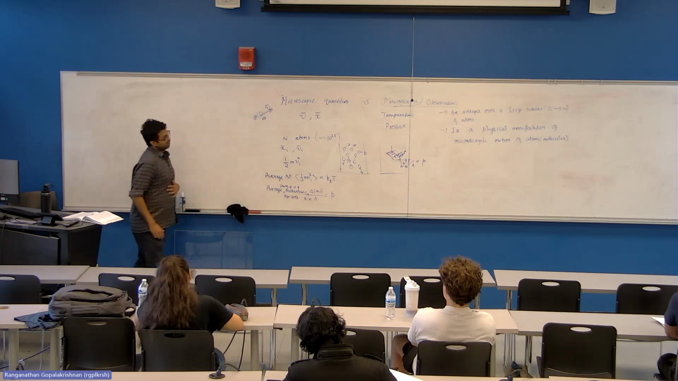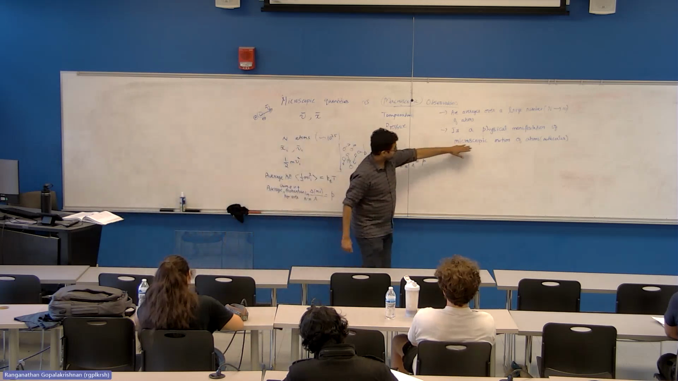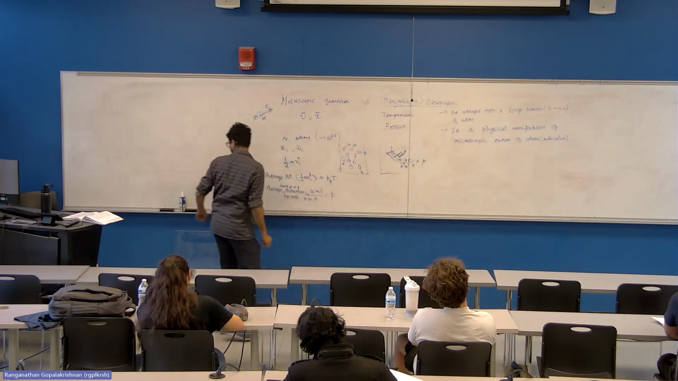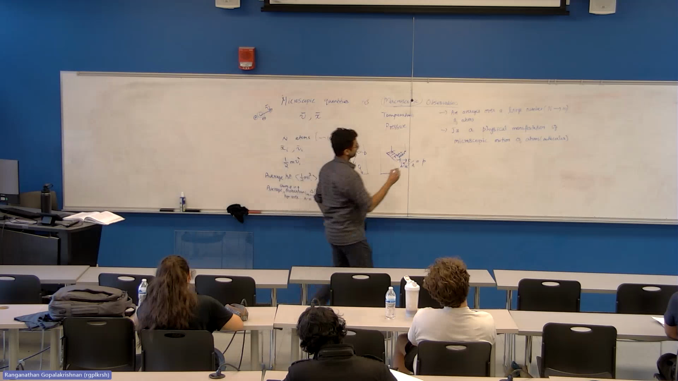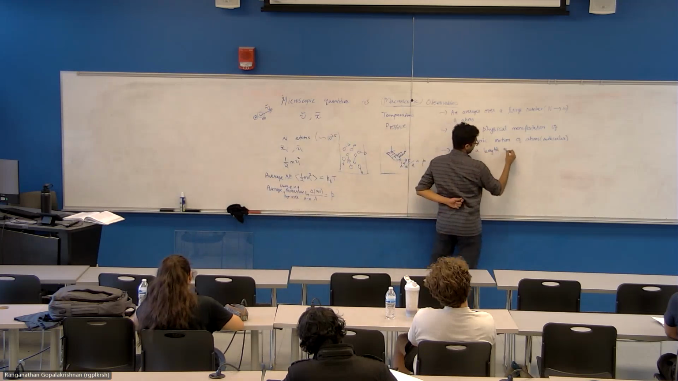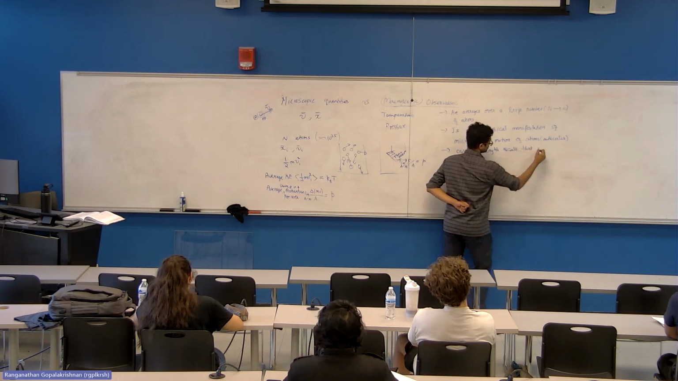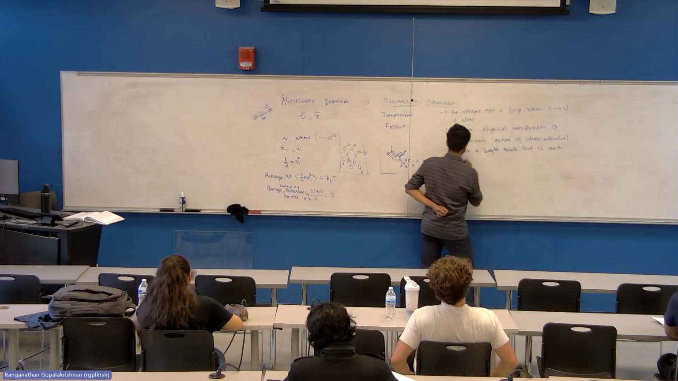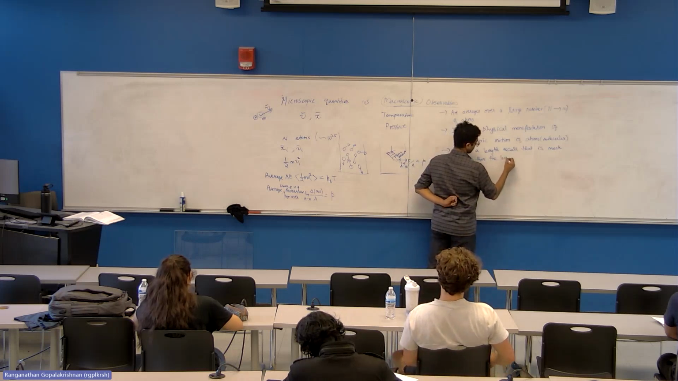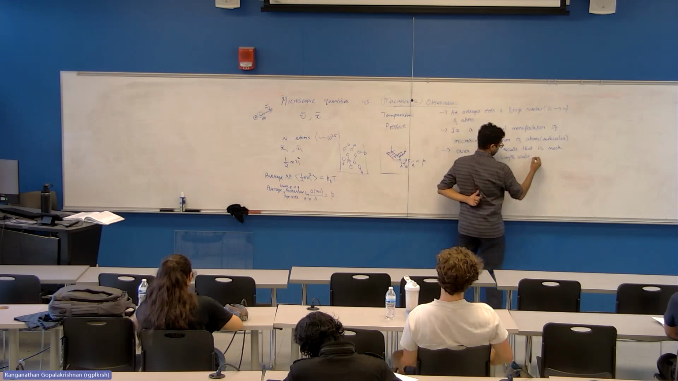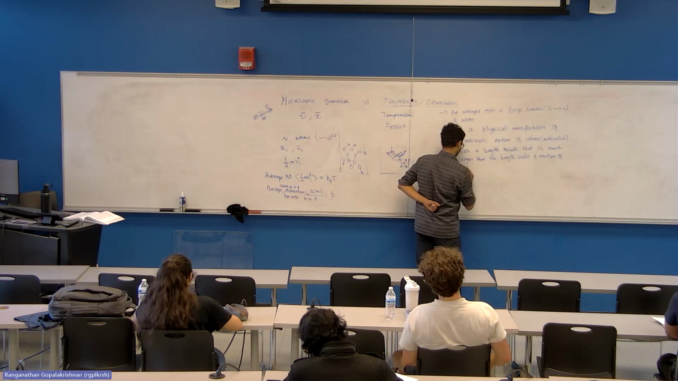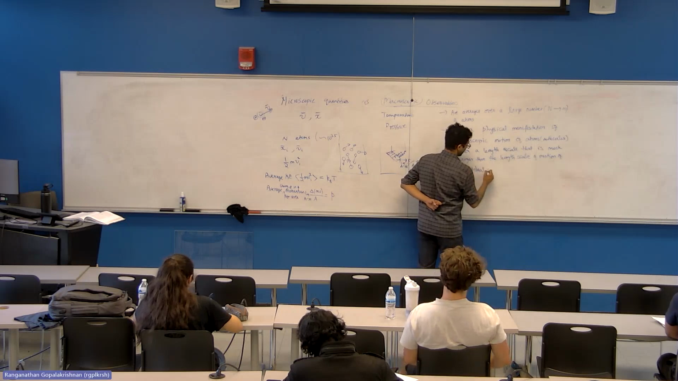Okay, so what we see as a macroscopic observable is a physical manifestation of the microscopic motion, and not only that, it is over a length scale that is much larger than the length scale of motion of individual atoms.